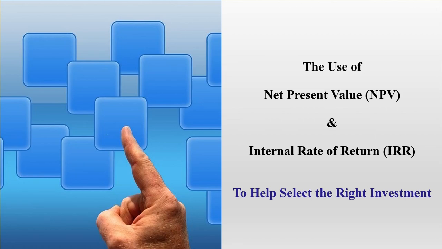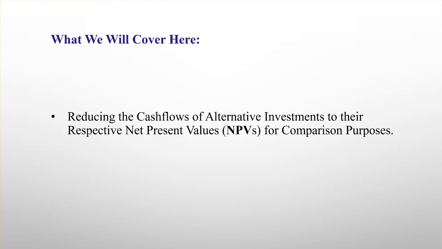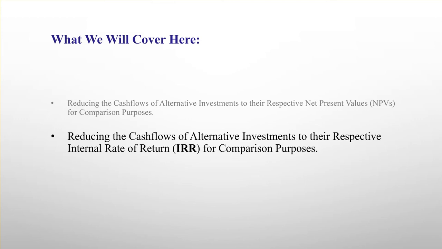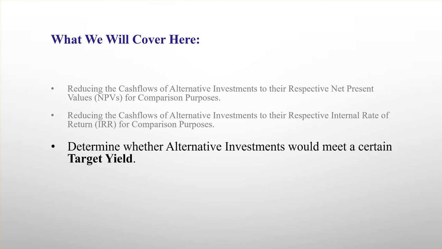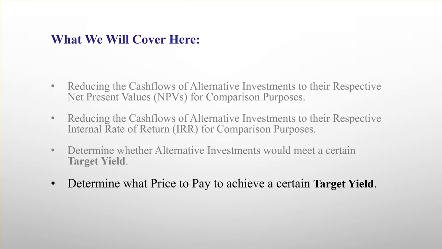So to reiterate, we will use the net present value and the internal rate of return to help us select the right investment. Therefore, here's what we will be covering here. Reducing the cash flows of alternative investments to their respective net present values for comparison purposes. Reducing these same cash flows to their respective internal rate of return for comparison purposes. Determining what alternative investments would meet a certain target yield. And finally, determining what price to pay to achieve a certain target yield.